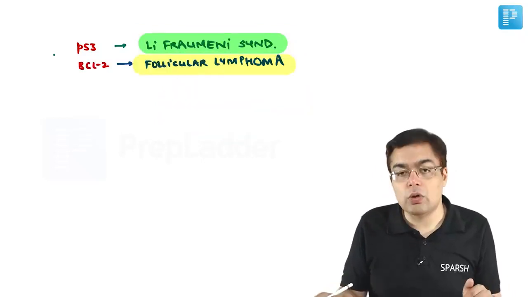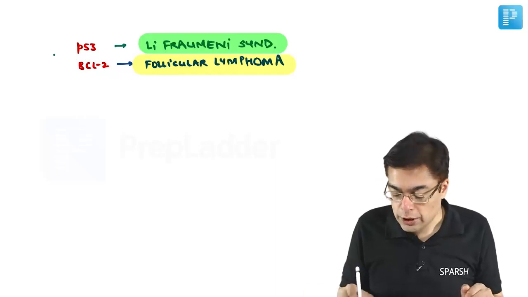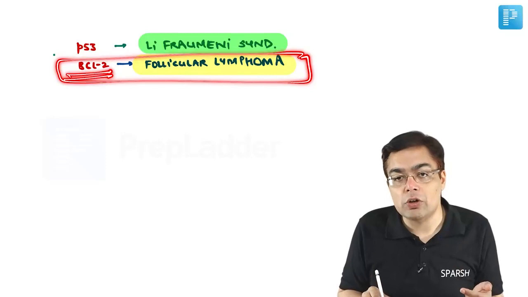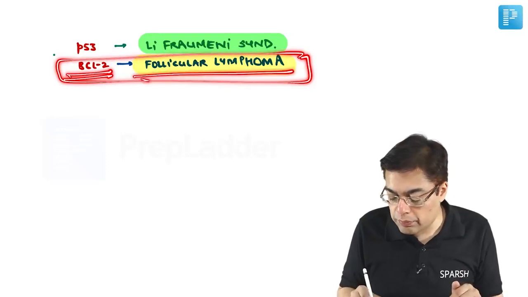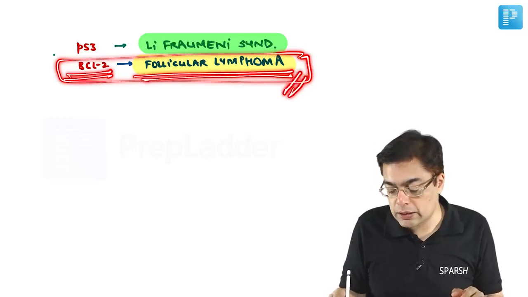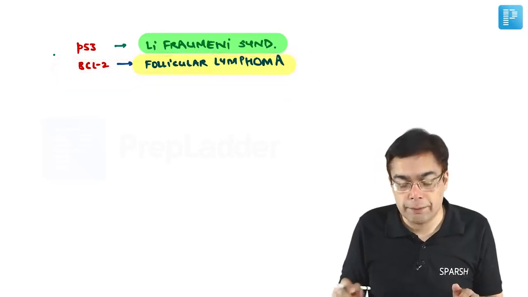Another important example of a gene which regulates apoptosis, which was asked in the NEET PG exam, is BCL2. Overactivity of BCL2 contributes to the development of a tumor given the name of follicular lymphoma. That's another important tumor about which we need to have an idea.